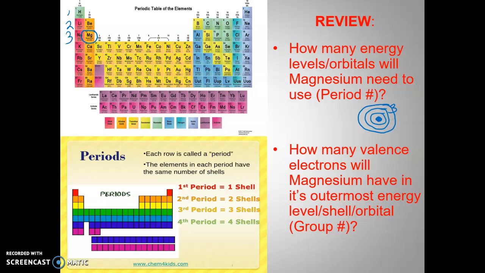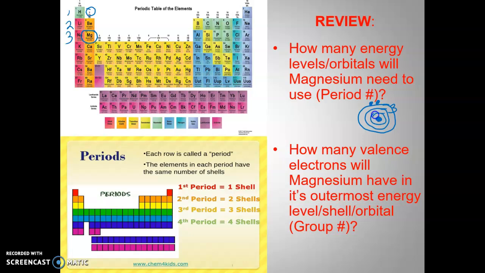And then if I want to look again at overall groups, all right, so it says how many valence electrons will magnesium have in its outermost energy level, shell, orbital, whatever you want to call it. That's going to be the group number. So magnesium is all the way up top again in the 2nd group. So that means it's going to have 2 outer valence electrons. So eventually you'll see in our next lecture that when you were to go draw all the electrons that magnesium has, and it actually has a total of 12, right?